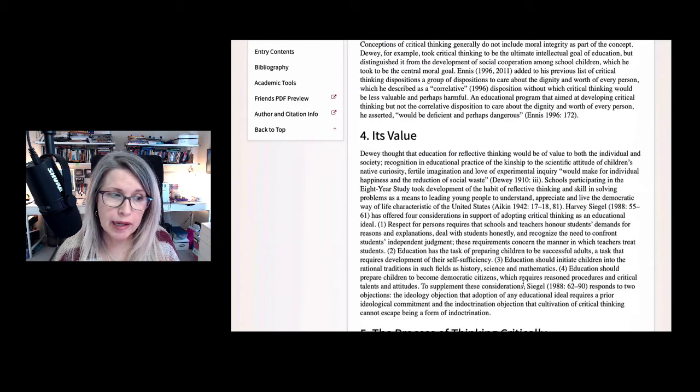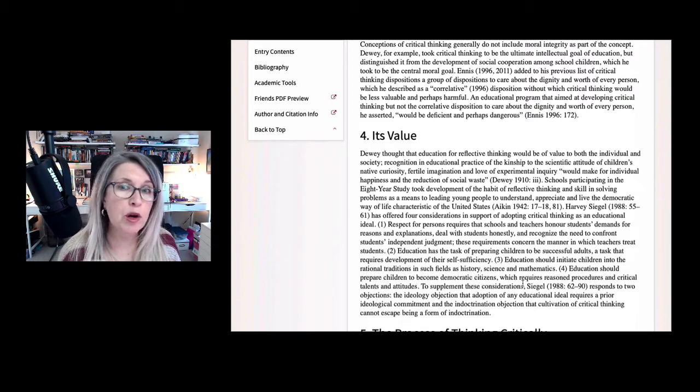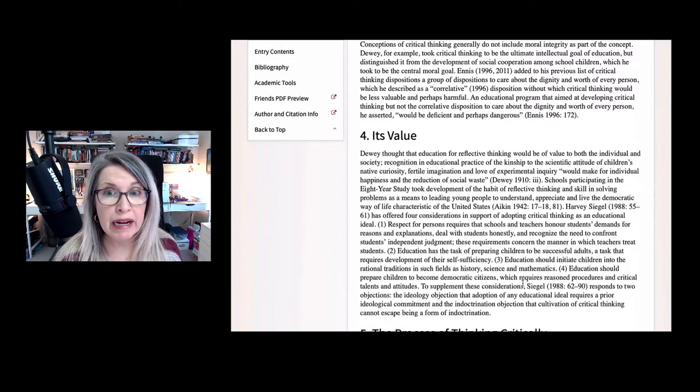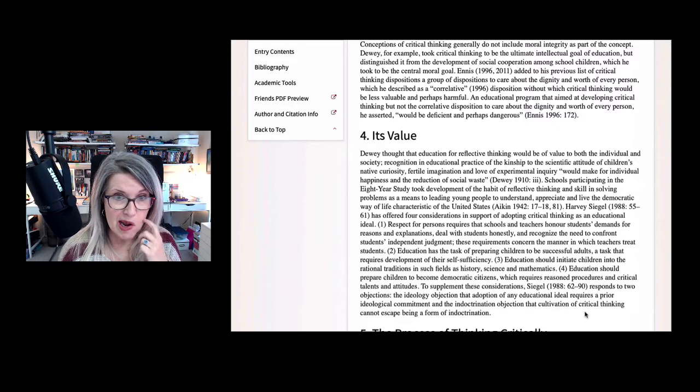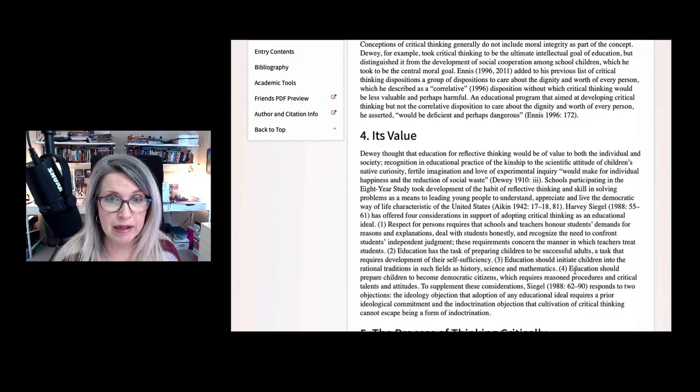You know, like Gabrielle Clark's son, William, demanded to know reasons and explanations why he was being called an oppressor and why he was being told that he needed to unlearn his mother's Christian faith. And he was told he was a racist, and he was told that he was going to get a failing grade. And they shut down discussion in the middle of the class. So is that respect for his right to demand reasons and explanations? Is that dealing with students honestly and recognizing the need to confront their independent judgment?